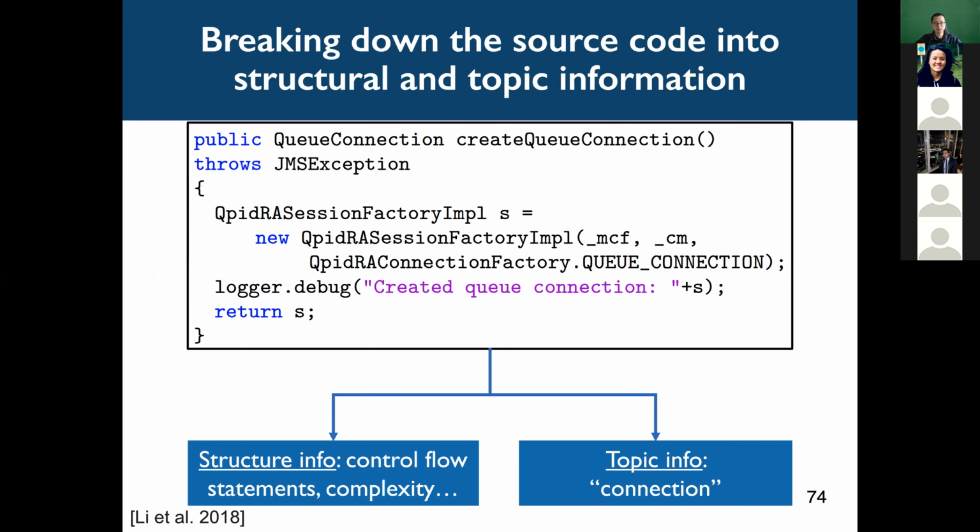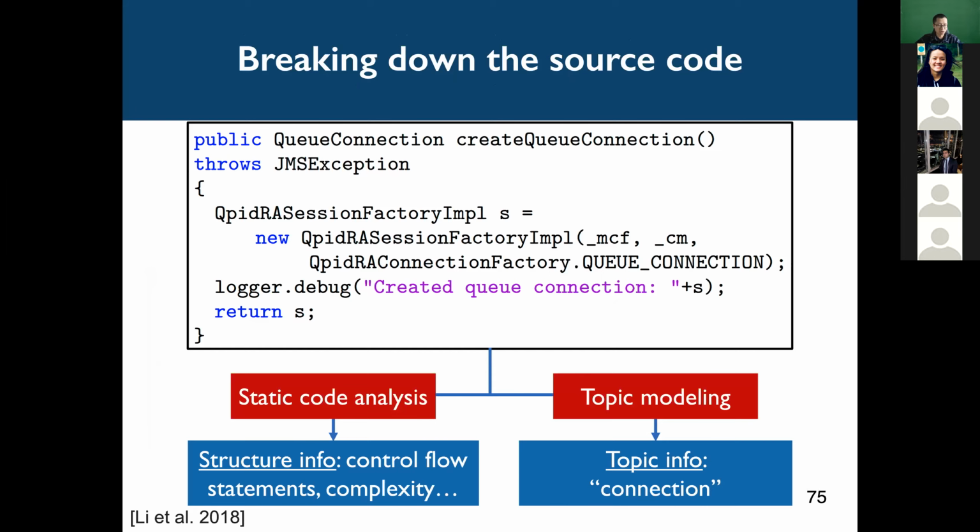From a code snippet, we can get two types of information. One, structure information, like control flow statements such as if, else, try, catch. And we can get topic information, such as what this code snippet is about. Here we can see this code snippet is about connection, queue connection. I won't go into the details about how we get this information. We use static code analysis to get structure information, and topic modeling to get topic information. This is a very high level explanation.